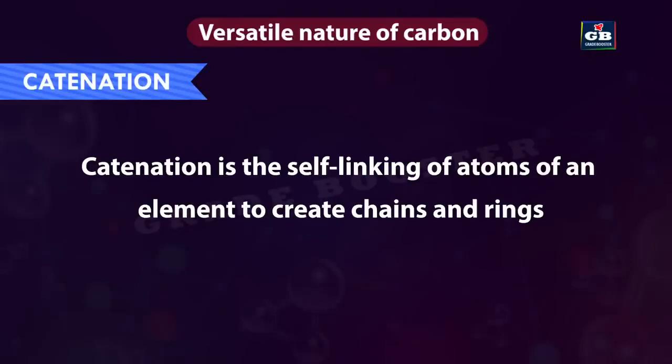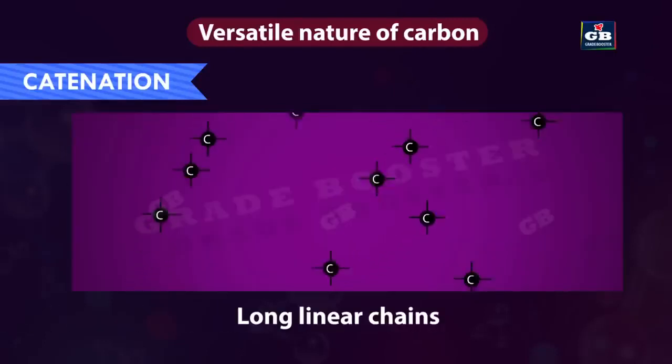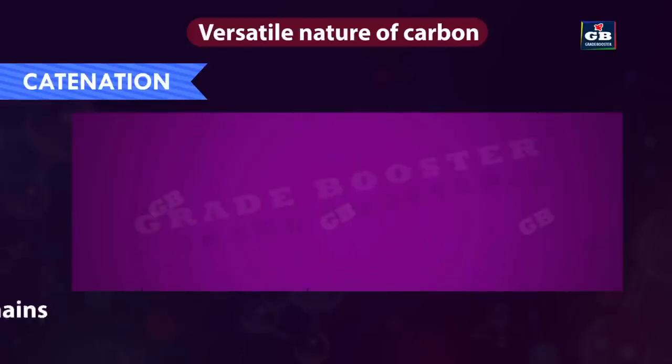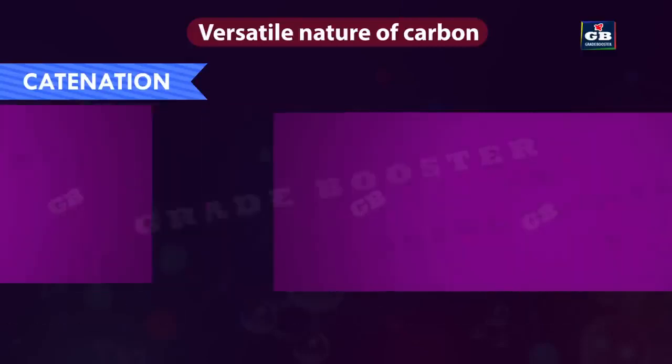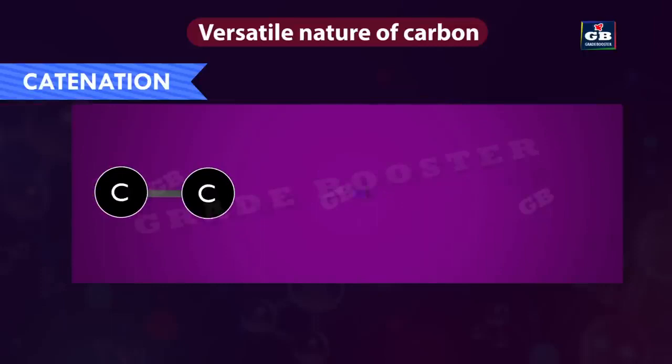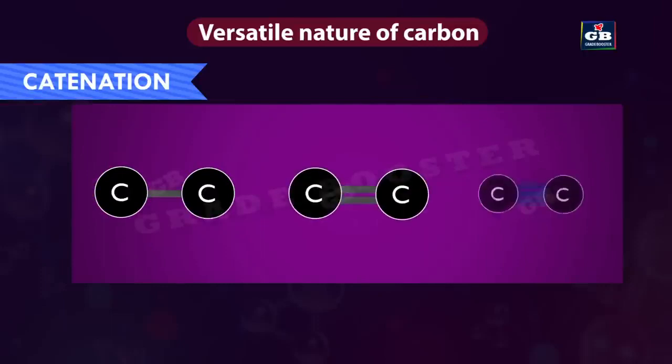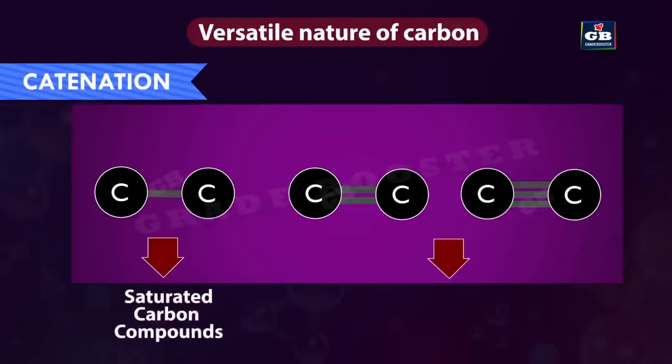Due to this property, carbon forms large molecules in the form of long linear chains, branched chains, and ringed chains. In addition, carbon atoms may be linked by single, double, and triple bonds. Carbon compounds with single bonds are saturated carbon compounds. Carbon compounds with double and triple bonds are called unsaturated carbon compounds.